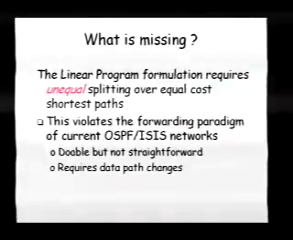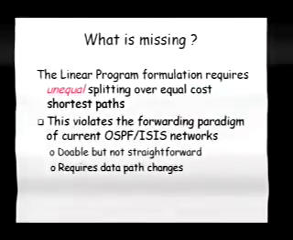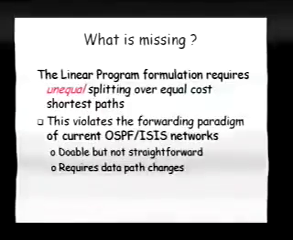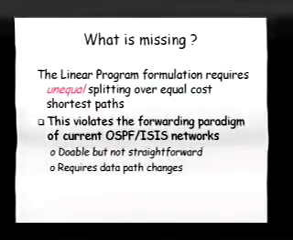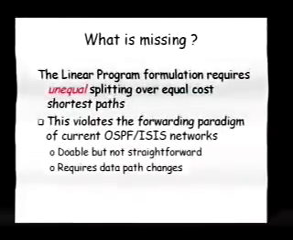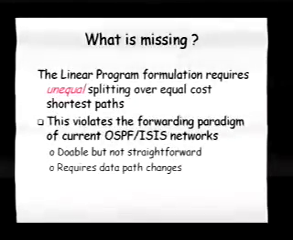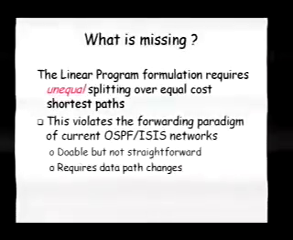So this is clearly a violation of the forwarding paradigm that is right now there in OSPF and ISIS and needs to be resolved. So one of the solutions could be, let's do brute force. Let's go into all these routers and change the hash functions and change the way they split traffic and allow for arbitrary allocation. This is obviously not feasible because one of the reasons is you'll have to go and play with the data path.